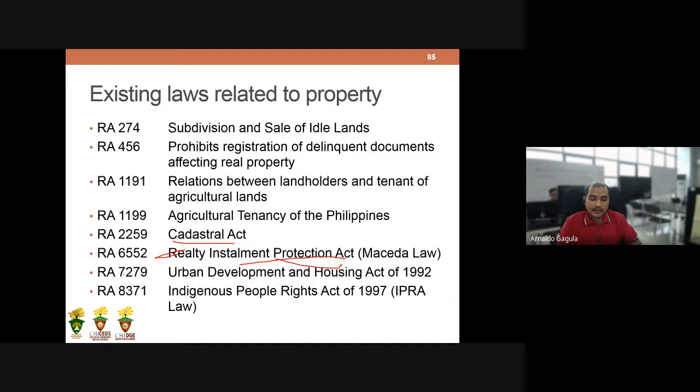And next is RA-7279, Urban Development and Housing Act of 1992. And RA-8371, or the Indigenous Peoples' Rights Act of 1997. This is important because we need to respect the titles of our indigenous peoples.